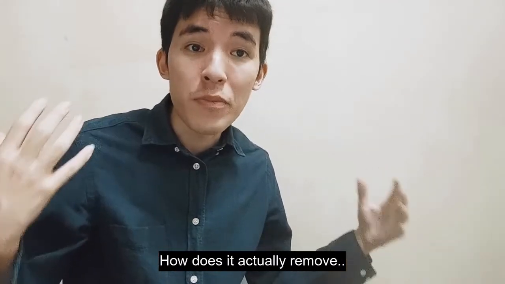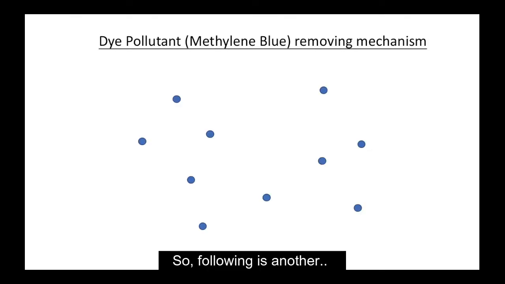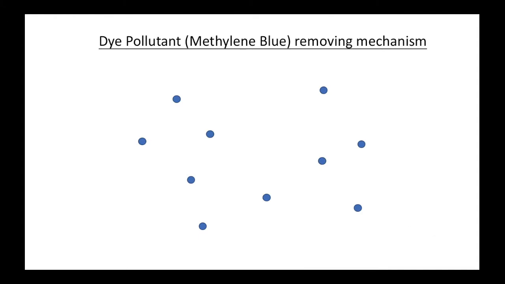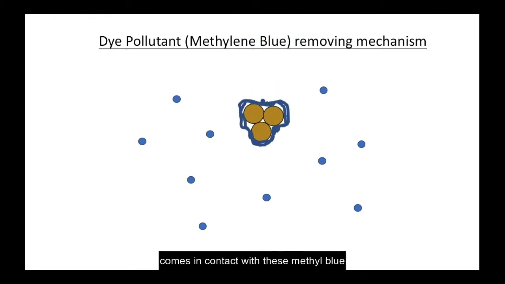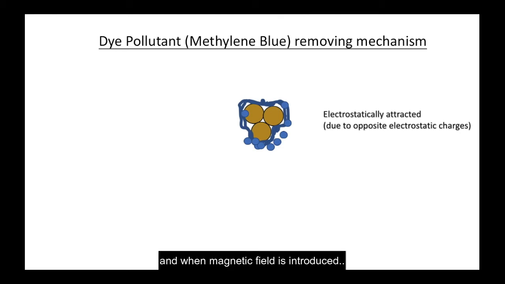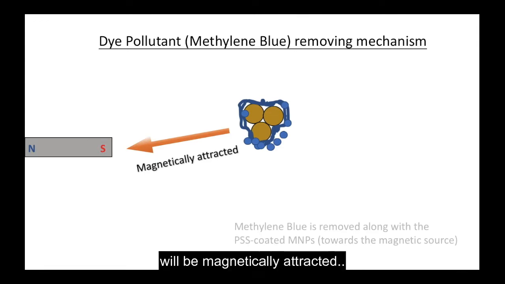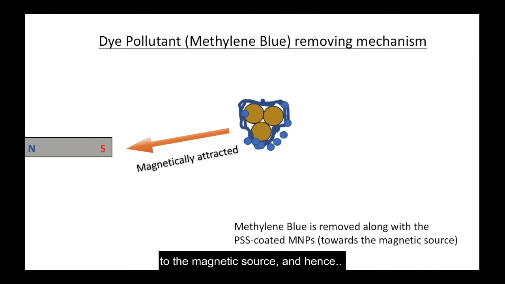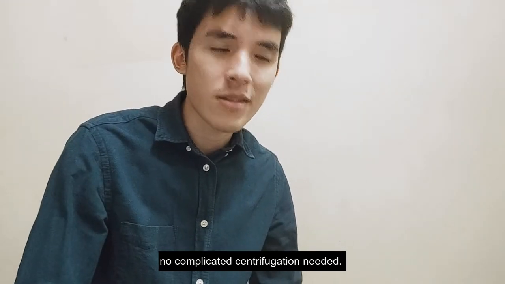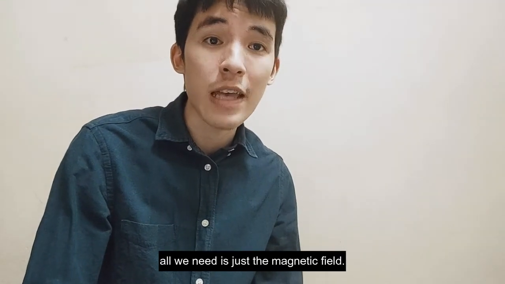How does it actually remove dye in an actual situation? The following is another short animation which portrays the mechanism of dye removal. First, the methylene blue: when this PSS-coated MNP comes in contact with the methylene blue, the opposite charges of both substances will induce electrostatic attraction, and when a magnetic field is introduced, the methylene blue adsorbent will be magnetically attracted to the magnetic source, and hence no complicated centrifugation is needed. All we need is just the magnetic field.